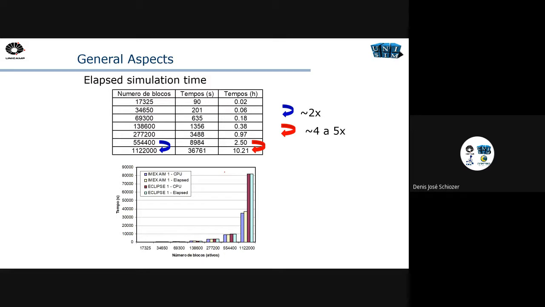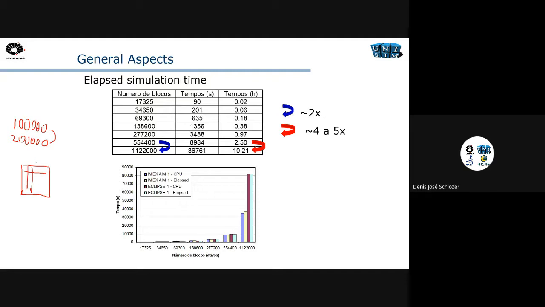Another aspect that is very important, and I put this graph here to emphasize it, is that if I double the number of blocks, the simulation time does not double; it's much more than that. For example, if I go from 100,000 blocks to 200,000 blocks, the simulation time is not twice. It's much more than twice, because here we are solving 3 equations per block, and there are a lot of things in convergence.